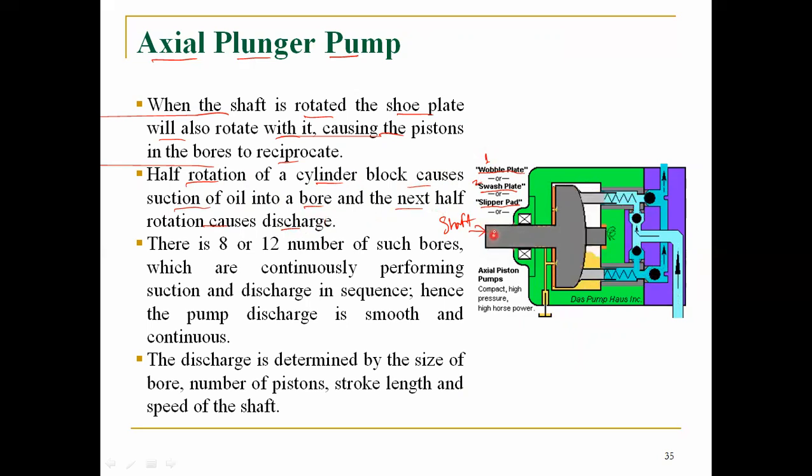Okay, so here you can see that this shaft is rotating. When the shaft rotates for half a rotation, this plate will be rotating. The plate will be moving forward and backward. When this plate moves forward, the piston will come to this side, and at that time there is suction. Here you can see that the suction happens from here.